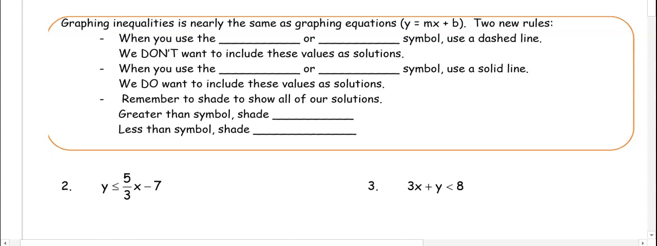So remember that when we have a less than or a greater than symbol, we want to use a dashed line because we do not want to include the values on the line as solutions. When we have a less than or equal to or a greater than or equal to symbol, we want to use a solid line. In this case, we do want to include the values as a solution. Remember to shade to show all of our solutions. So if it is a greater than symbol, so greater than or equal to, we are going to shade above the line. If it is less than or equal to, we are going to shade below the line.